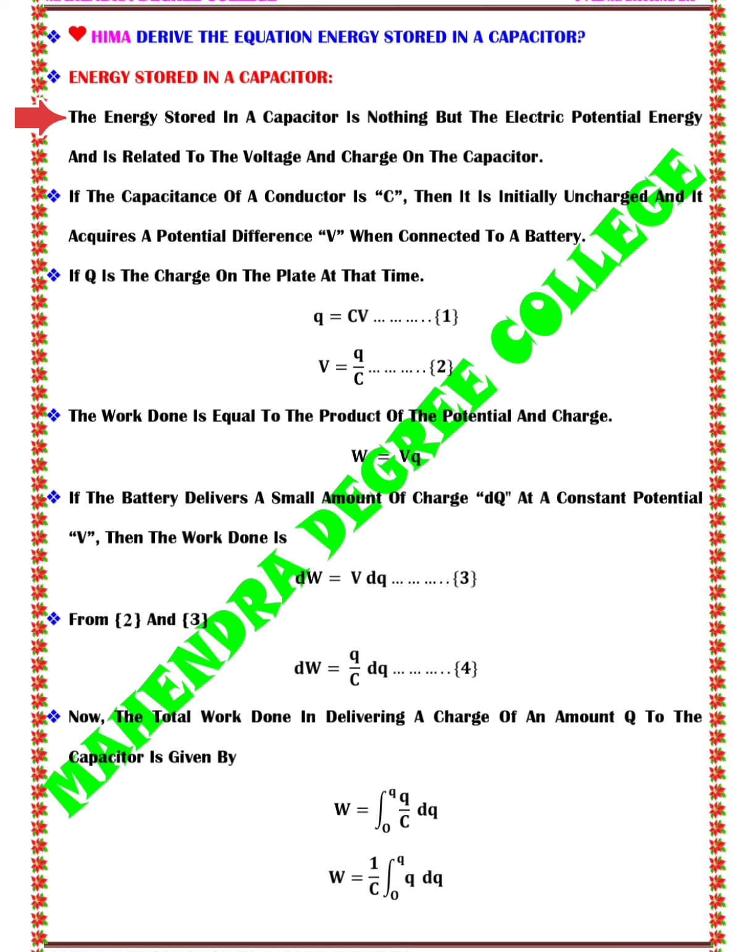A capacitor stores energy as electric potential energy, which is the energy stored in the electric field created by the charged plates. If the capacitance of a conductor is C, then it is initially uncharged and it acquires a potential difference V when connected to a battery.